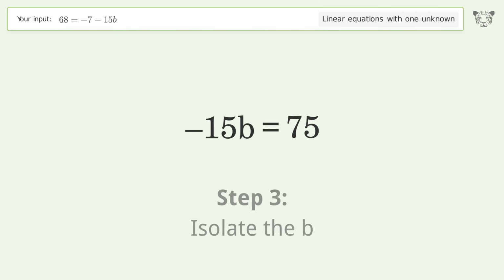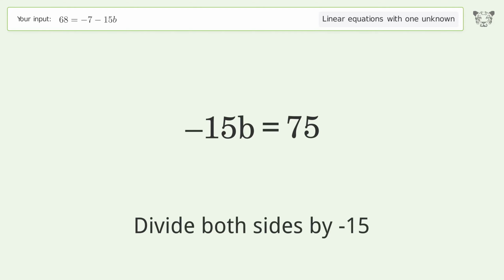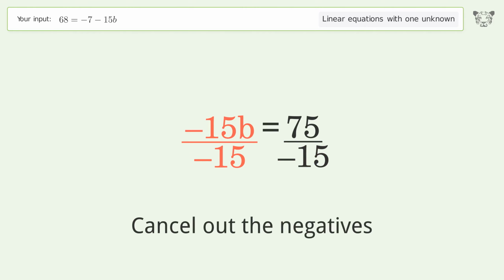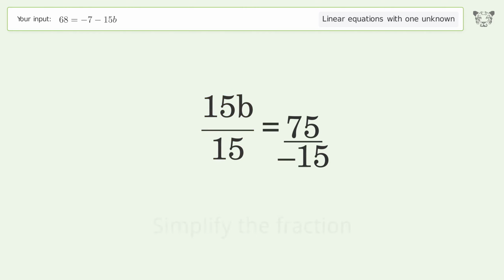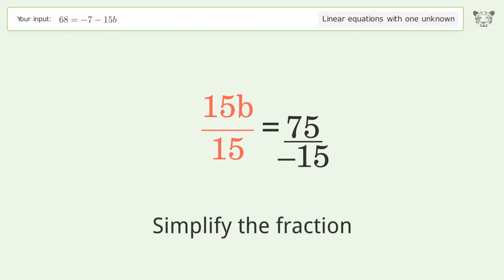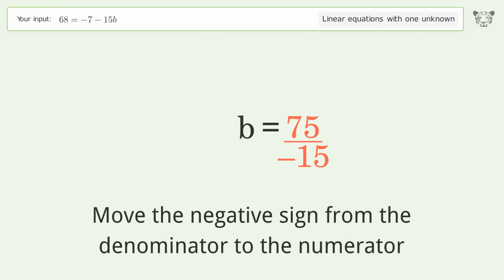Isolate the b. Divide both sides by -15. Cancel out the negatives. Simplify the fraction. Move the negative sign from the denominator to the numerator.